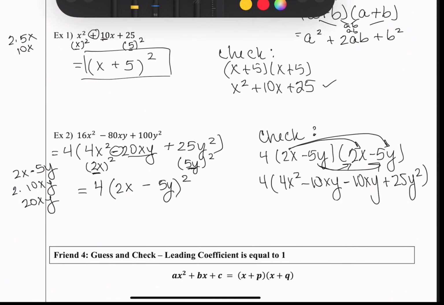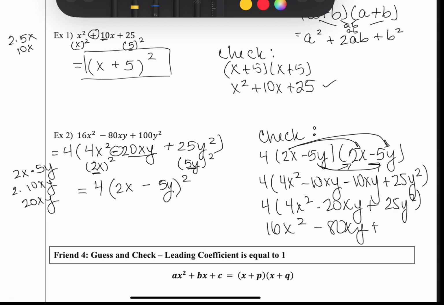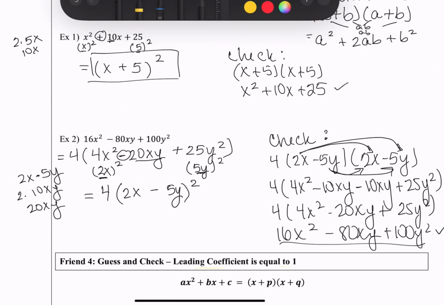Let's combine like terms. I'm going to end up with 4x squared minus 20xy plus 25y squared. Now distribute the 4. You're going to get the 16x squared minus 80xy plus 100y squared that you started with. I can double check that my answers are correct every time I do these problems. I can even make sure I do it right on the test. So the correct factorization of our original trinomial is the square of a binomial being multiplied by our greatest common monomial of 4.